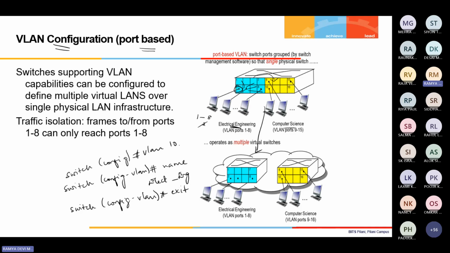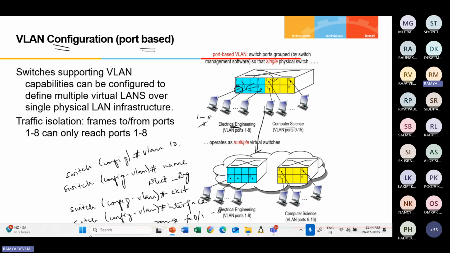Okay, so how to configure the interfaces? I'll be saying configuration, interface range 1 to 8. Mode access will be provided, and also the switch port access will be given to VLAN 10. For computer science engineering, it will be from 9 to 15.